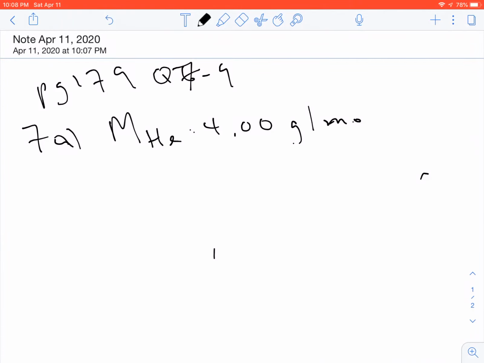Right? B says, what is the molar mass for manganese? Molar mass for manganese. Again, I'm going to open my periodic table here, have a quick look. It says 54.94 grams per mole.